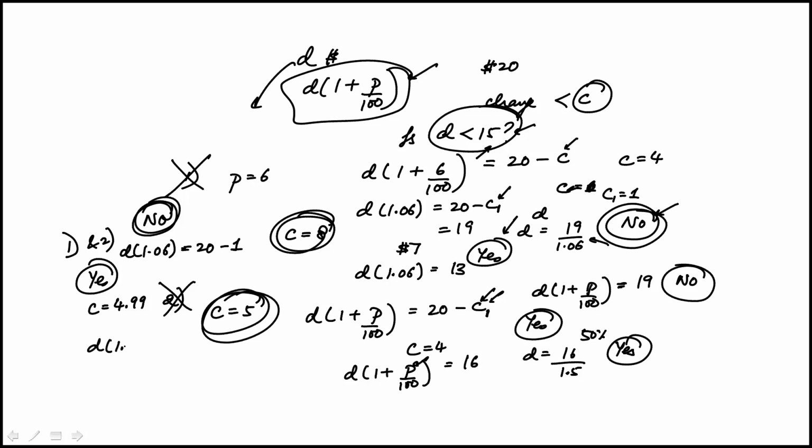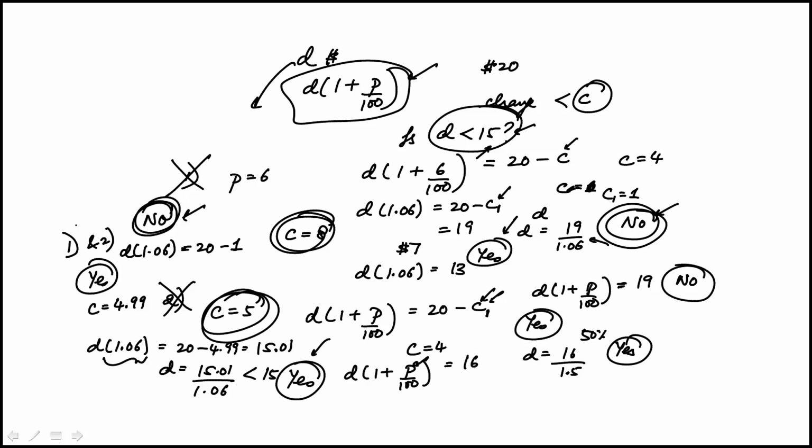Then we have D times 1.06 equal to 20 minus 4.99, which is 15.01. And you'll see that when you divide this by 1.06, it will be less than 15. So that would be my yes. So even combining 1 and 2, I have a no and a yes. So together they're not sufficient. The answer is E.